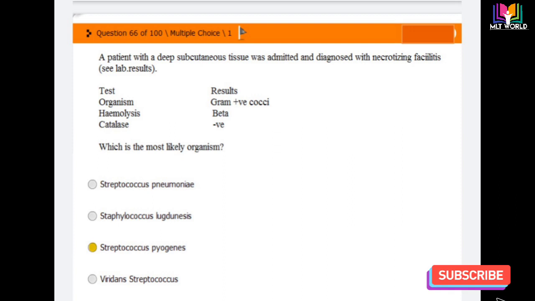Question number 66. A patient with deep subcutaneous tissue infection was admitted and diagnosed with necrotizing fasciitis. Her lab results showed the organism is gram-positive cocci, showing beta hemolysis, and the catalase test is negative. Which of the following is the most likely organism? Options are Streptococcus pneumoniae, Staphylococcus lugdunensis, third option is Streptococcus pyogenes, and the last option is viridans streptococcus. And the correct answer is the third option, Streptococcus pyogenes is the most likely organism.